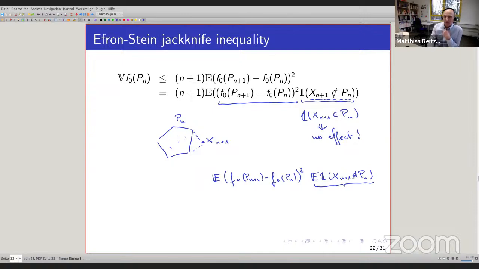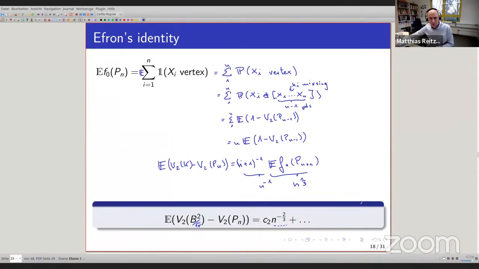What's the probability that X_{n+1} is not in P_n? That's the probability that X_{n+1} is a vertex of the new set. Or to be more precise, that's the expected volume: 1 minus the area of P_n, because X_{n+1} is distributed according to Lebesgue measure. We have just computed this expected area difference. It was n to the power minus 2 over 3.